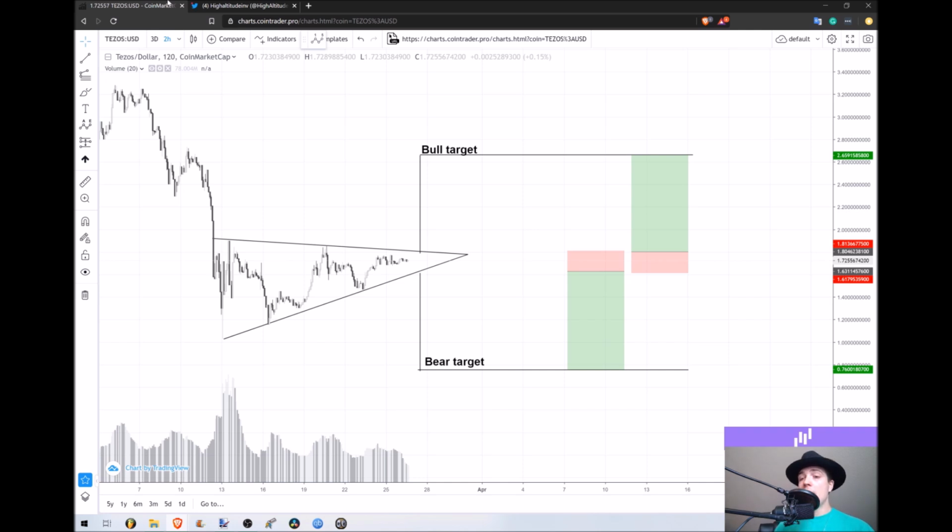And I'll keep you guys posted and updated depending on which direction we break out with this trade setup and what target we go ahead and hit.